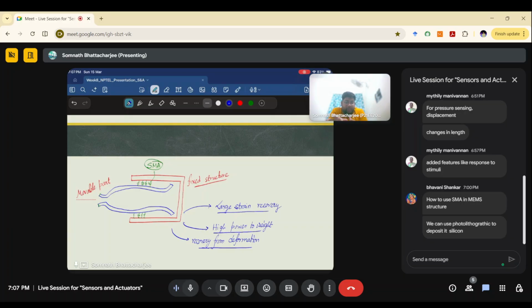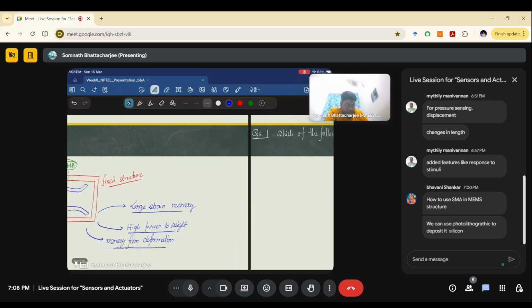In those kinds of devices, we anyway use SMA and different kinds of alloys. It has also been used in NEMS, nano electromechanical systems, at nanoscale. These have been used, but making a very small structure is a challenging task as well. Yes, sir.